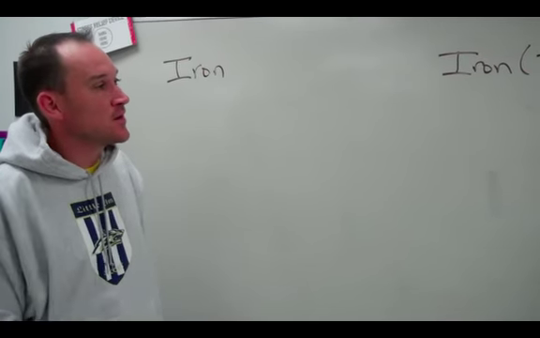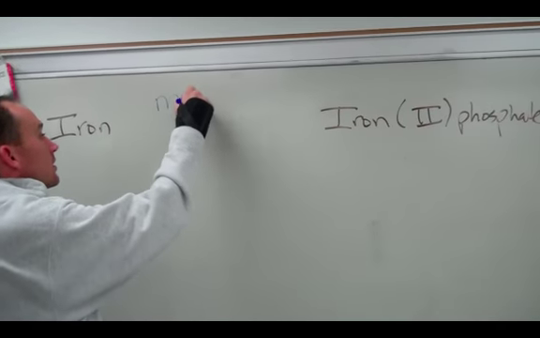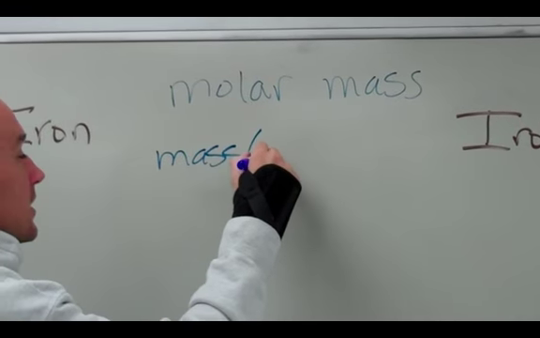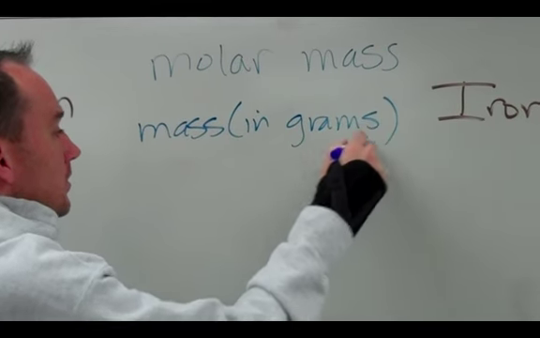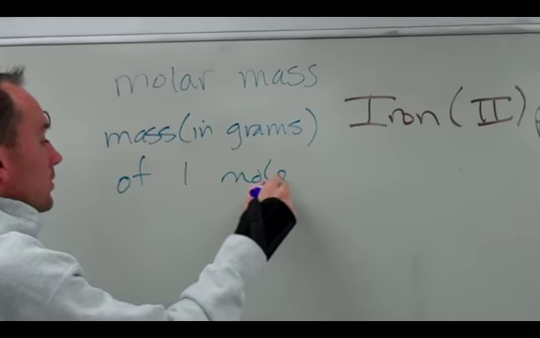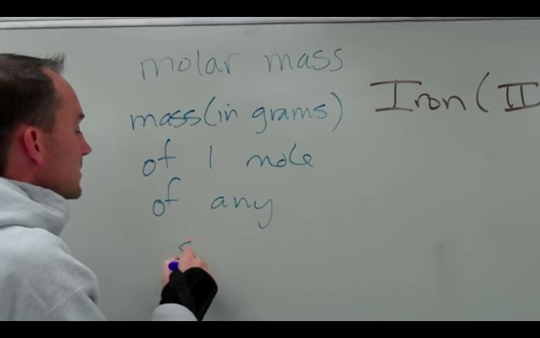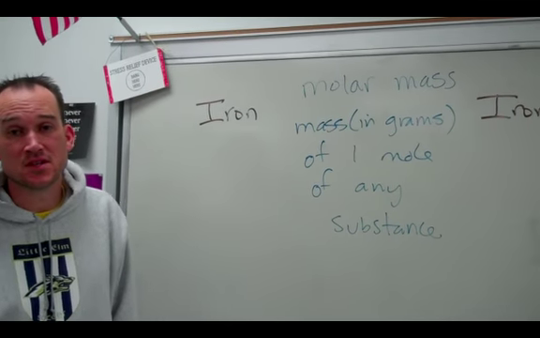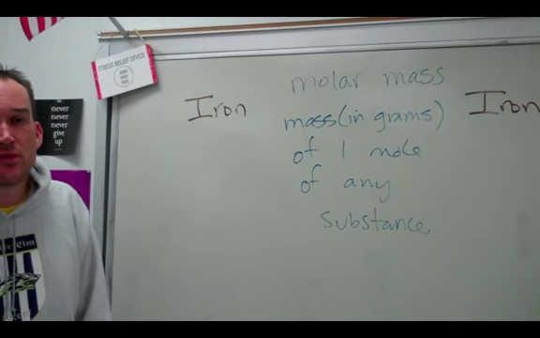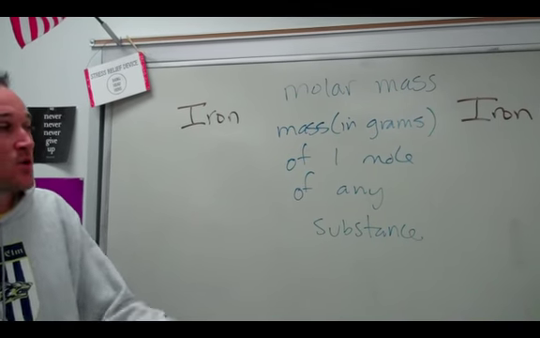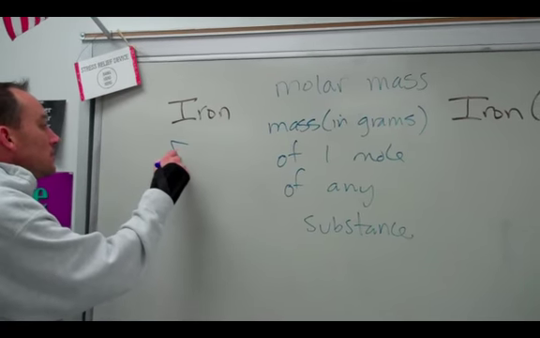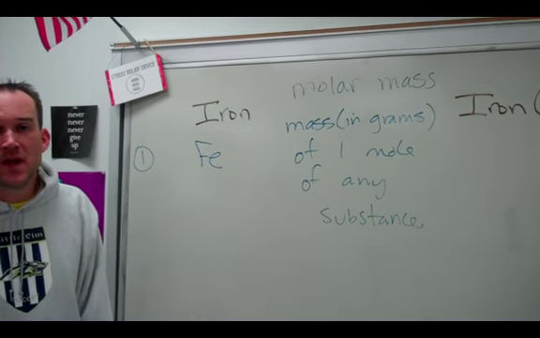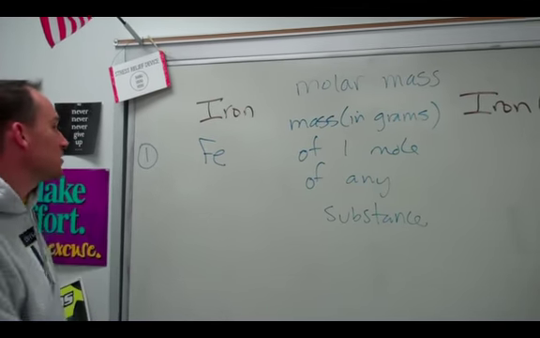If I wanted to figure out a thing called a molar mass, which is the mass in grams of 1 mole of any substance, there are a couple of simple steps to doing this. Step 1, write the correct chemical formula for the element or compound that you're dealing with. Step 2, look on your periodic table and find the mass number for that particular element.